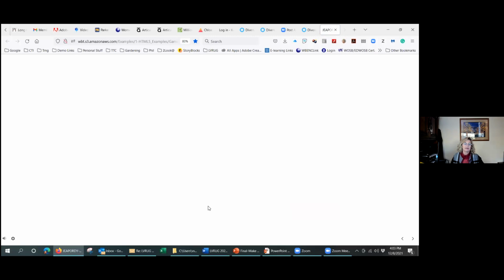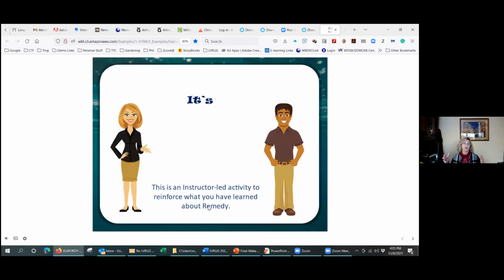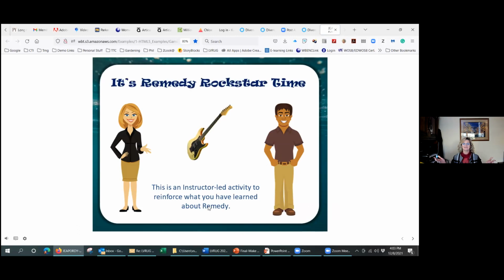This is one that can be played by an instructor during an instructor-led class. Or it can be set up to be done individually. So guess what this one's called?